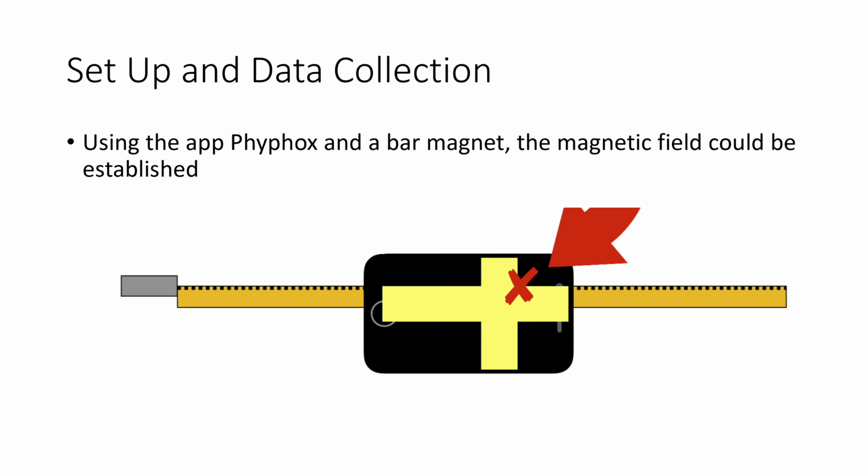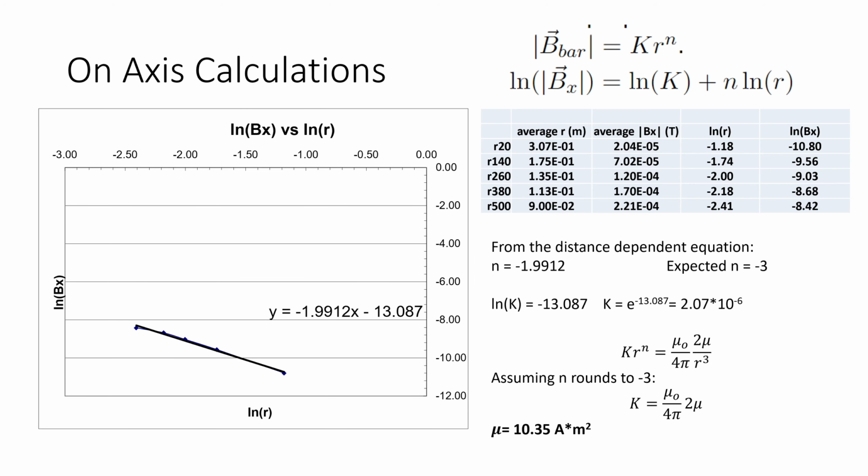So to set up this experiment, we're going to use a magnetometer app called Firefox, a bar magnet, and a meter stick. We are able to determine where the magnetometer sensor is on the smartphone, and we're able to determine where true magnetic north is and account for Earth's magnetic field. By putting all these together, we're able to create a representation of the magnetic field created by the bar magnet.